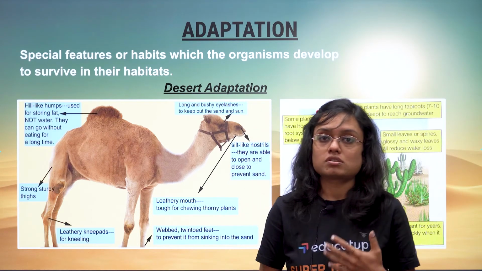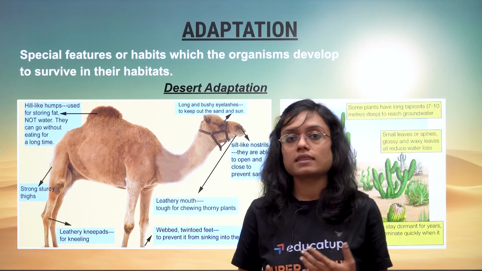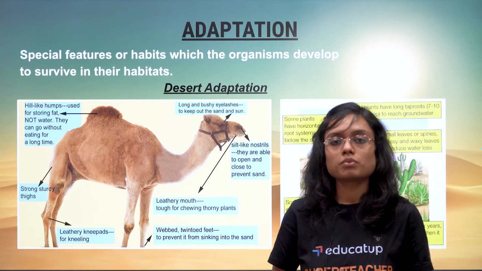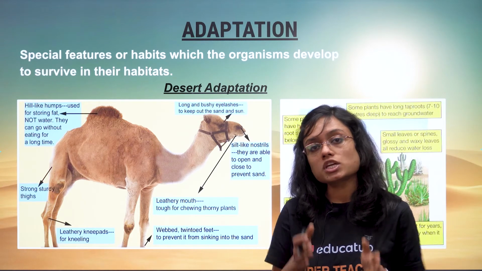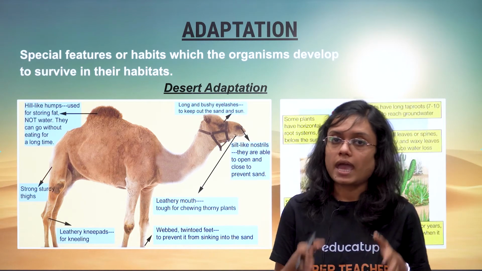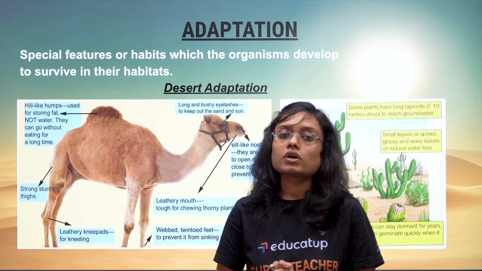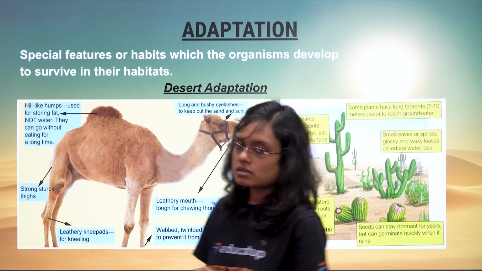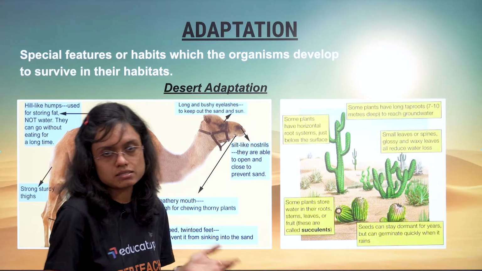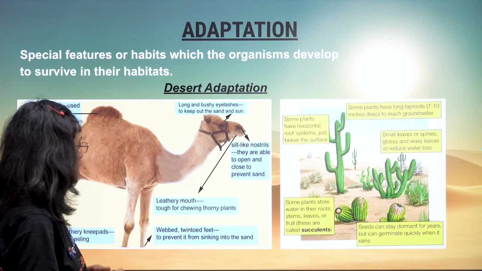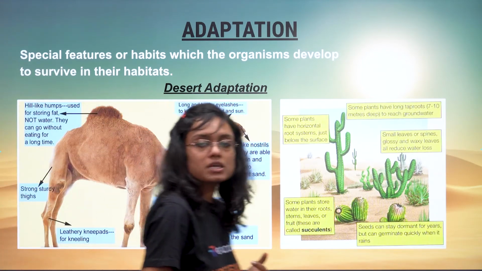So ऐसे features, ऐसी habits किसी भी organism में organism के through develop होना जिससे वो एक particular जगह पे easily survive कर सके, ऐसे features या habits को हम क्या कहते हैं? Adaptation. Now let's see what happens in deserts. In deserts, the ship of the desert, that is camel. So camel has developed few adaptations in itself.